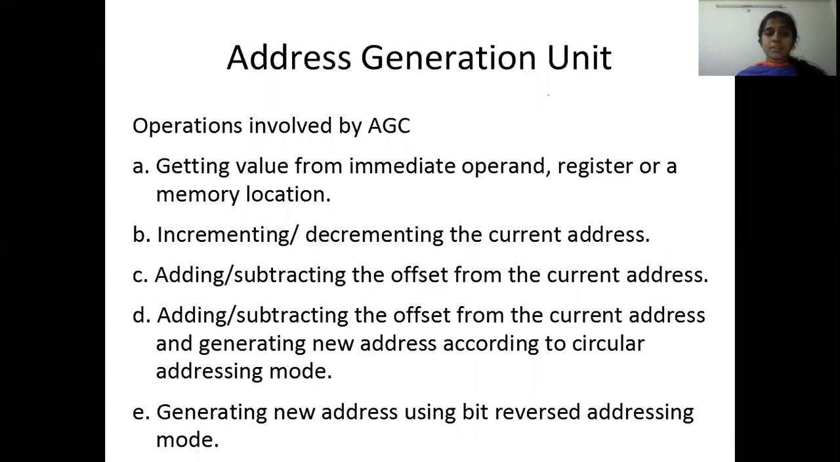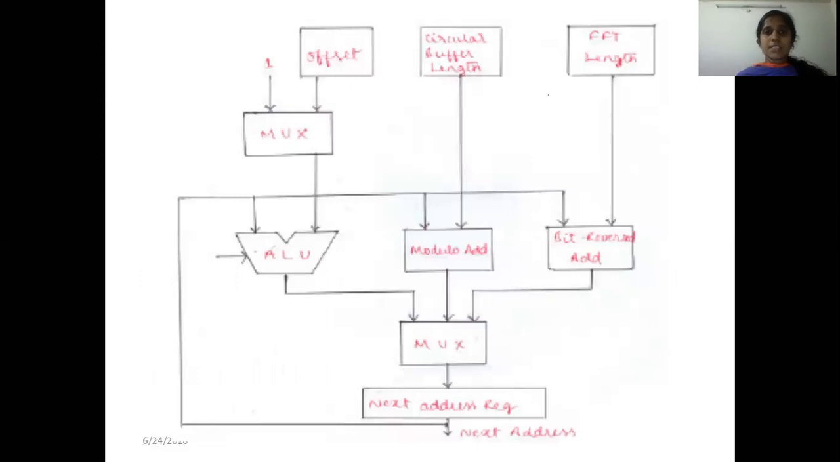This bit reverse addressing mode is generally used for fast Fourier transform computations. These are some of the operations involved in the address generation unit. Let us have a look at the block diagram. This is the basic block diagram, where here is the offset, and this block is nothing but a multiplexer.